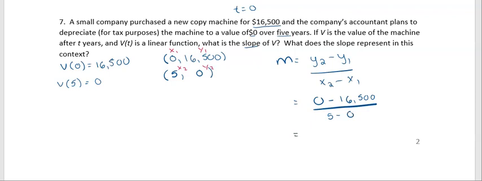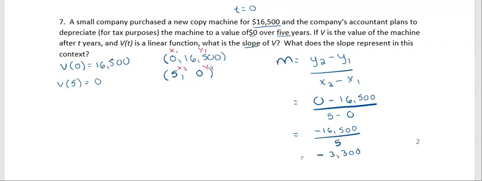So this will give us 0 minus 16,500, so negative 16,500, all over 5 minus 0, which is 5. And so 16,500 divided by 5. A negative divided by a negative is a positive, and that's going to be 3,300.